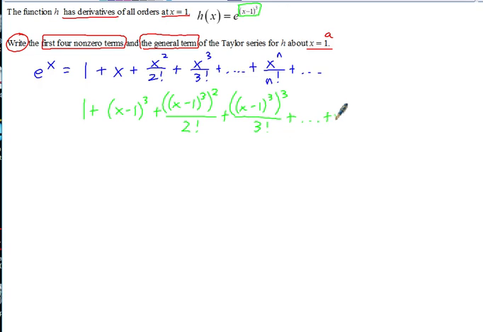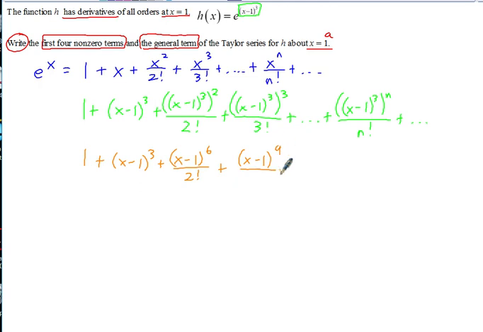Our general term would be x minus 1 cubed, just like here, to the nth power over n factorial plus dot dot dot. And then if we simplify that, it would just be 1 plus x minus 1 cubed plus, if you multiply the exponents, that's x minus 1 to the 6th over 2 factorial plus 3 times 3 is 9, so x minus 1 to the 9th over 3 factorial. You could work it out as 6, you could leave it either way, or work this out as 2, and then plus dot dot dot.